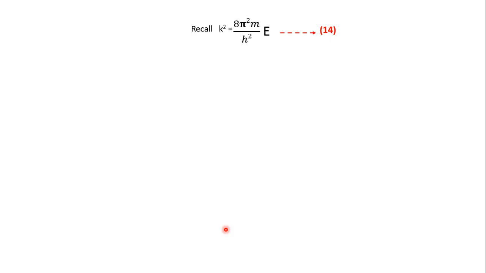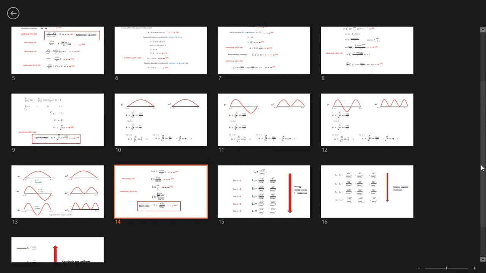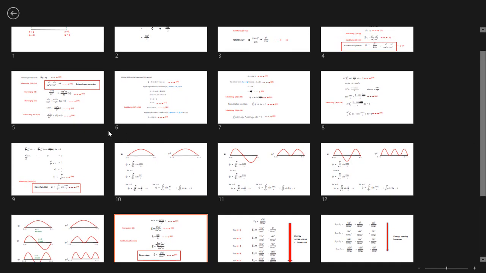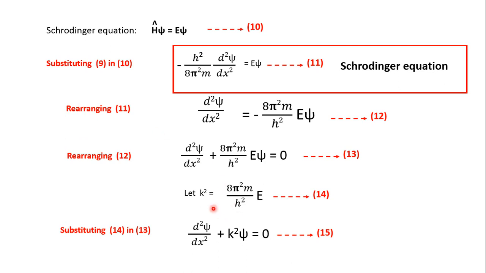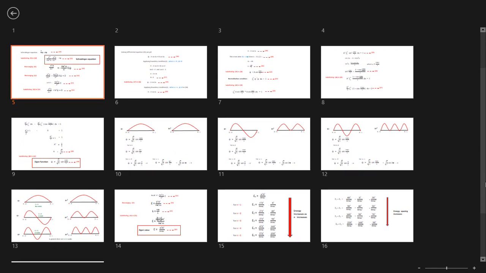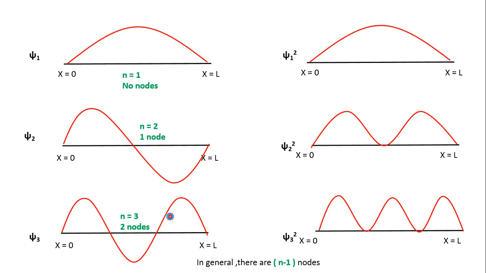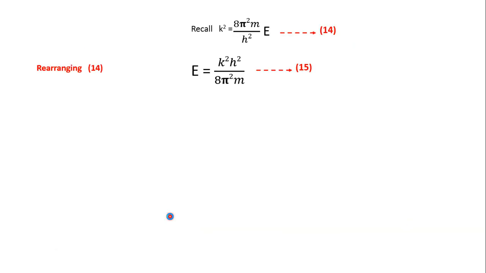Now, recall that k square is equal to 8 pi square m e by h square. That is what we assumed at a very early stage of our derivation. At the time of integration, we assumed that k square is equal to 8 pi square m e by h square. Now we have moved on to a stage where we recall k square is equal to 8 pi square m e by h square. Rearranging this equation, E is equal to k square h square by 8 pi square m.